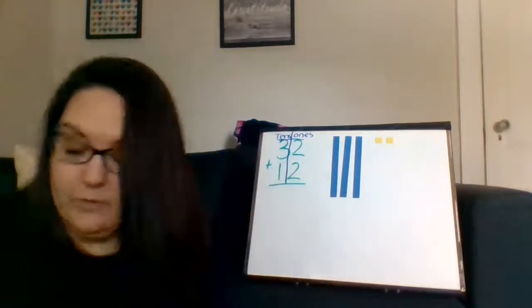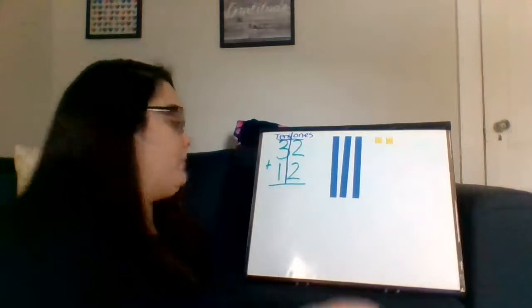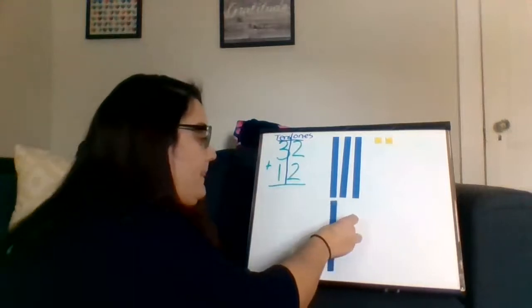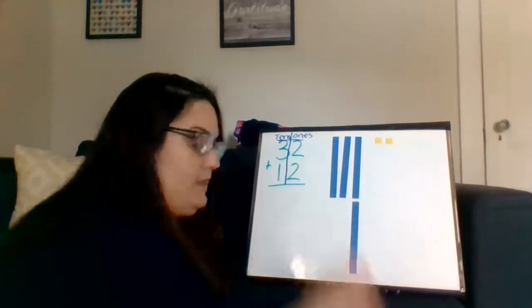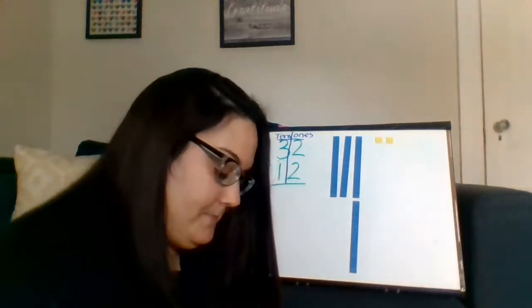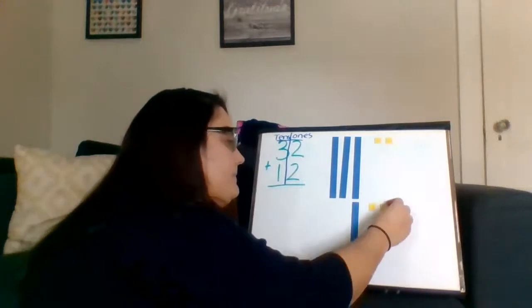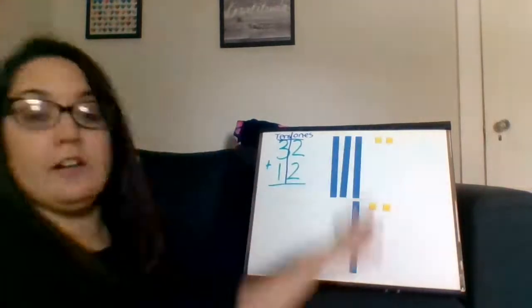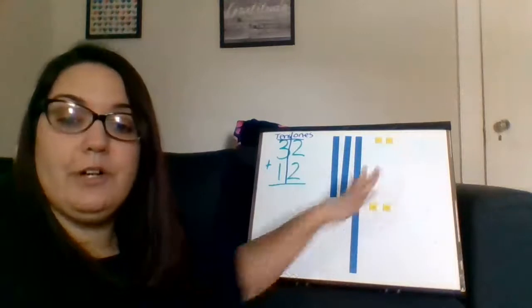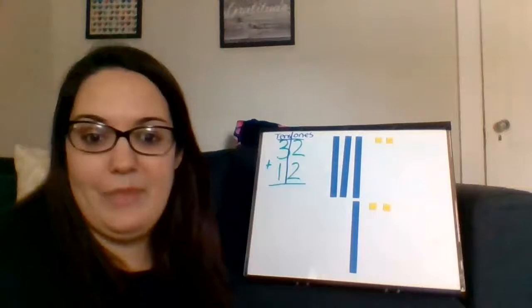Now I have to add 12 to that. So I'm going to take another 10 rod and I'm going to put it on the bottom. And then I'm going to take 2 more ones. So here I have 32 plus 12 using my base 10 blocks. Now I can add them up.